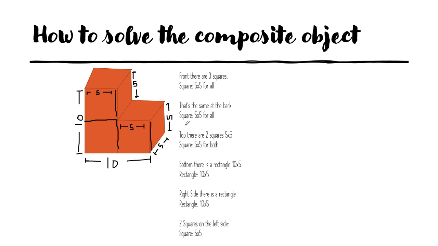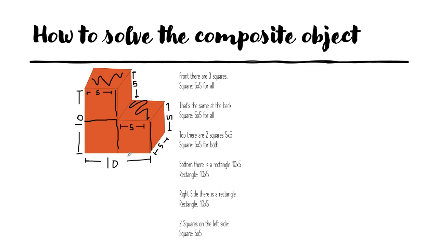That's the same at the back, 3 5 by 5s. At the top, there are 2 5 by 5s. One is here, and the other is right over here. Now, in the bottom, there's actually a rectangle, which is 10 by 5. On the right side, it's the same thing, a rectangle, 10 by 5. But on the left side, there are 2 squares again, like the top, 5 by 5 and 5 by 5.